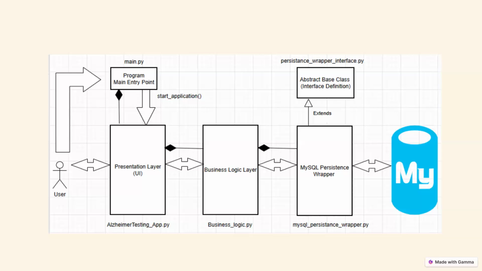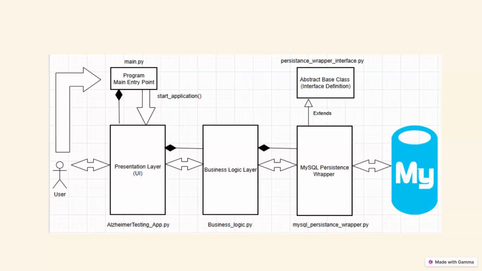For persistence, at the moment we are using an inline database, but we have planned a future enhancement using the MySQL persistence wrapper, where we will be able to store the information in MySQL databases. The functionality is mainly handling data storage, such as user profiles, test scores, and risk assessment results. We are using abstract base classes to define the interfaces for database operations, ensuring modularity and flexibility. It receives requests from the business logic layer and stores and retrieves the data securely.